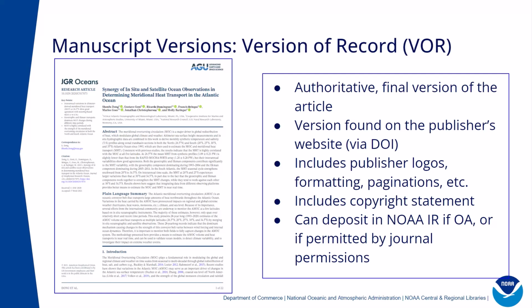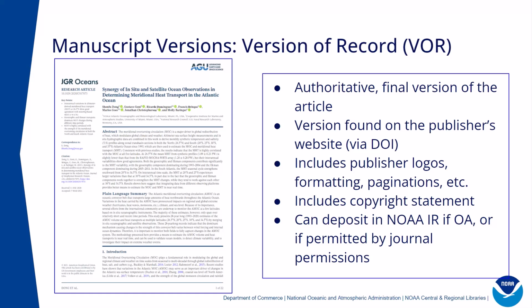So finally, that leads us to the actual version of record, the final approved full version of your journal article. So here we have something from JGR Oceans. This is the authoritative final version. This is the one where your DOI for your article is going to point to this version of the article. It has all the logos. It has publisher formatting, the full pagination, all of that sort of material on it. You will find a copyright statement on this.